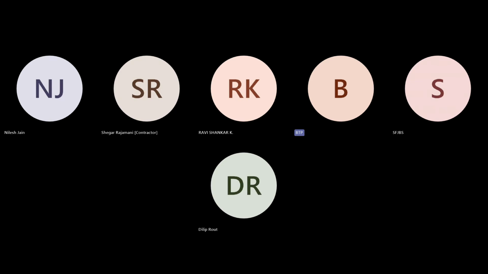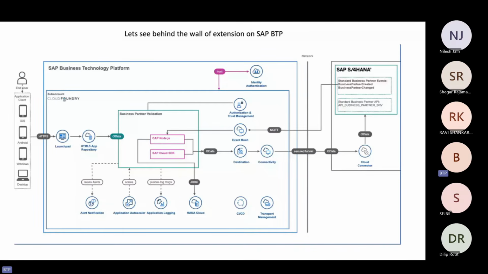Okay, so I will show you one example of the side-by-side extension. Let me share again. If you see here, this example shows exactly how the applications are integrated on BTP. For example, let's imagine that you have an S4HANA system.